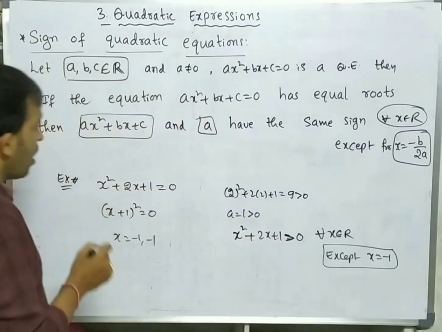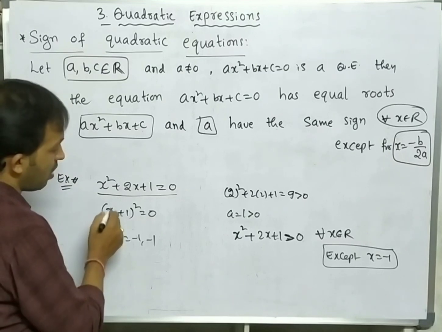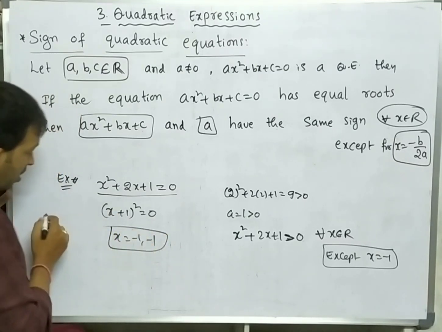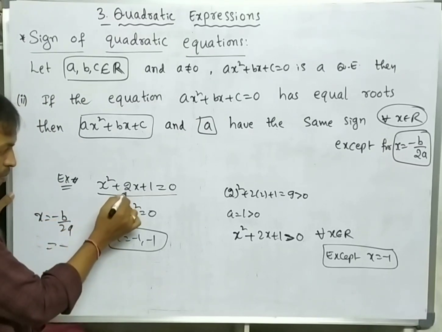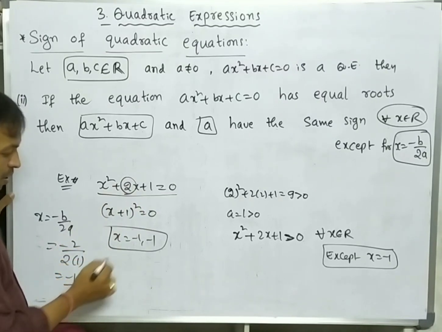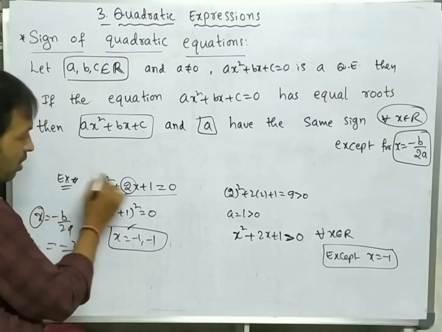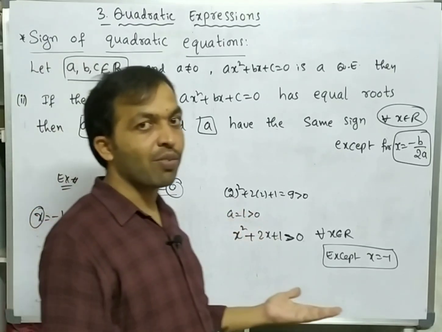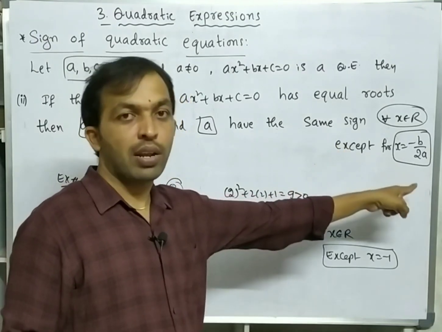Okay, I will say now here x square plus 2x plus 1 is equal to 0 is a quadratic equation having equal roots. The roots are x is equal to minus 1 comma minus 1. So x is equal to minus b by 2a means that is minus 2 by 2 into 1. So we will get minus 1, that is the root. So if we substitute x is equal to minus 1, what happens? The answer becomes 0, which is neither positive nor negative. We cannot decide sign there. That's why this is the exceptional case.